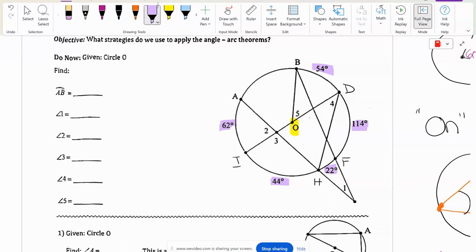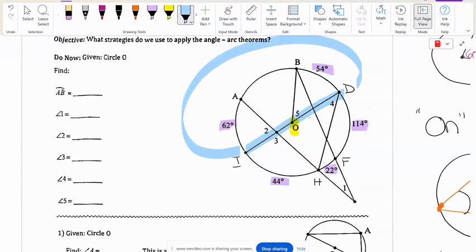Good. So ID is a chord that goes through the center of the circle. So ID is a diameter, and a diameter splits a circle in half. So from I to D is 180 degrees. So what Sarah's telling us to do is add the other two arcs, 54 plus 62, and we get 116, and then take that 116 and subtract it from 180. And we end up getting 64 degrees.